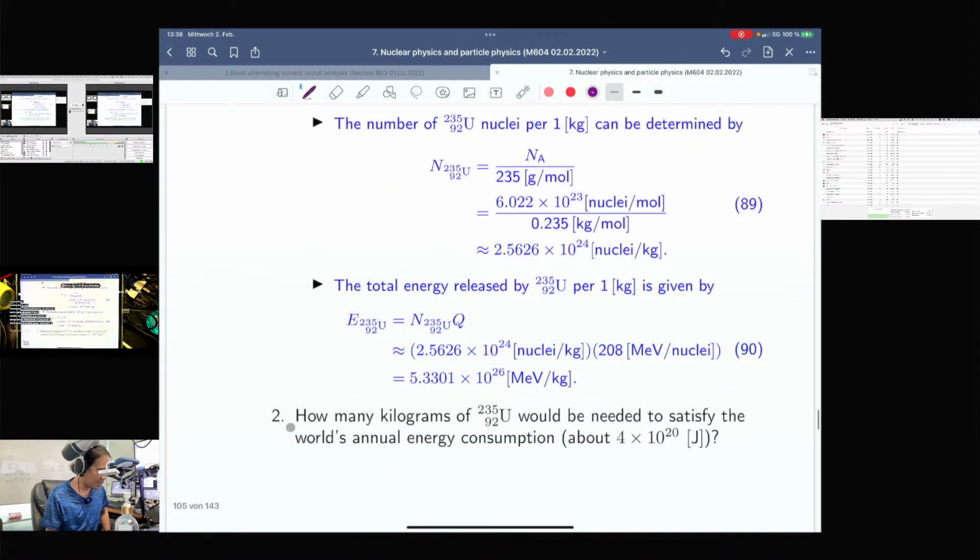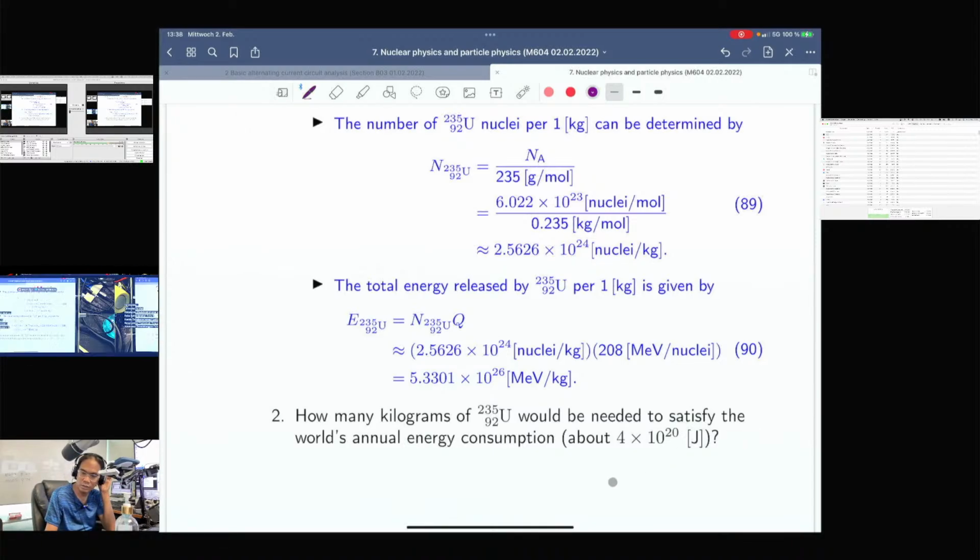The next question is, how many kilograms of uranium-235 would be needed if we want to supply the energy consumption of the whole world? For example, if the whole world uses energy of 4 times 10 to 20 joules. This is the amount of energy in the SI system, right? It's not in the nuclear physics scale. We know that uranium-235 could provide 5.33 times 10 to 26 mega electron volts per kilogram.